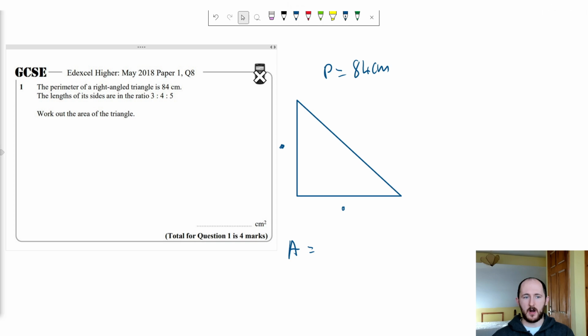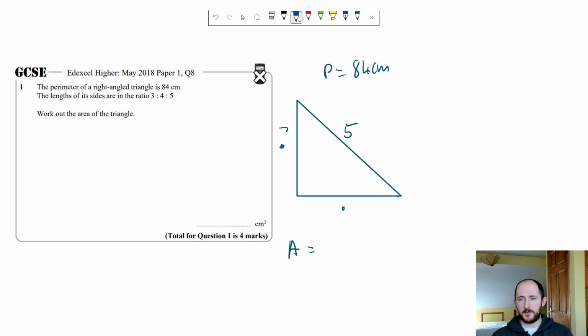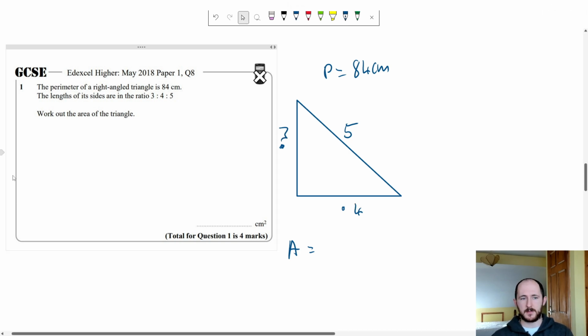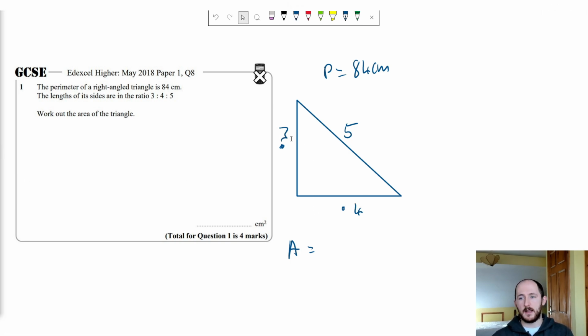Now, the first question I got asked by some students is, how do I know which side's 3, 4, and 5? And I said, it doesn't matter. Well, there's only one side that matters, but it doesn't matter which way round we label these two sides. It does matter which one's the hypotenuse, though. The hypotenuse is just the biggest one. That's all it is. And then 3 and 4, it doesn't matter which way round. Why not? Because when we times numbers, it doesn't matter if we do 3 times 4 or 4 times 3, we get the same answer.